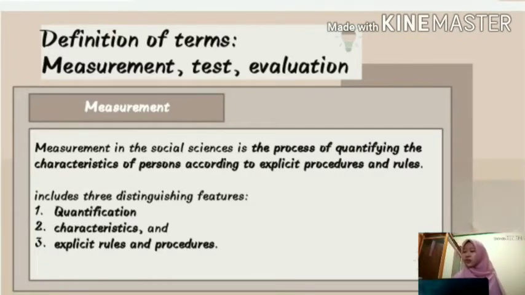I think that we are very familiar with the terms because they have similarities in their activities. But do you know about the distinction of the terms measurement, test, and evaluation? It is very important for us to know about the differences or distinction of the terms. The first one is measurement. Measurement includes three distinguishing features. The first one is quantification, the second one is characteristic, and the last one is explicit rules and procedures.